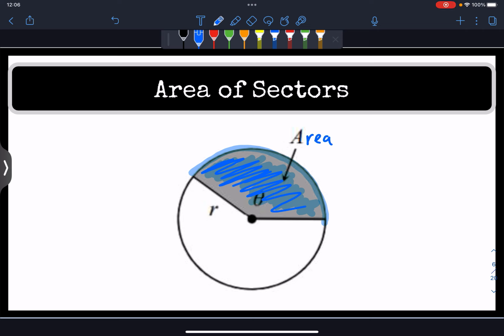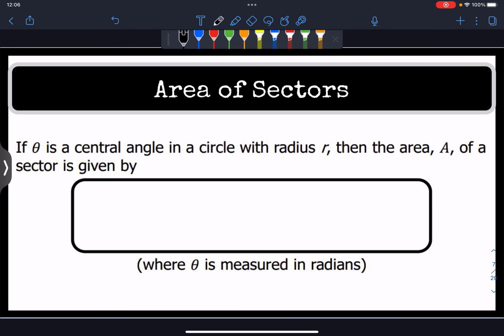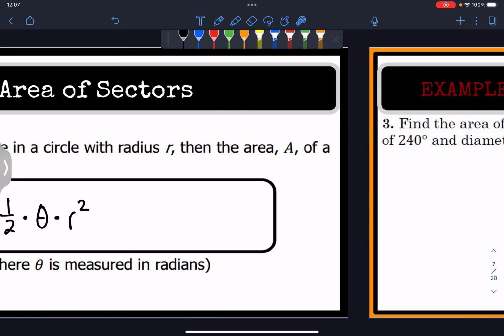Because we're looking for a different value, basically the number of squares inside there, the formula is going to be different. The way we calculate the area of a sector is by multiplying one half times the angle times the radius squared. And again, the only catch here is that our angle theta has to be in radians, not degrees. So let's look at an example of this.